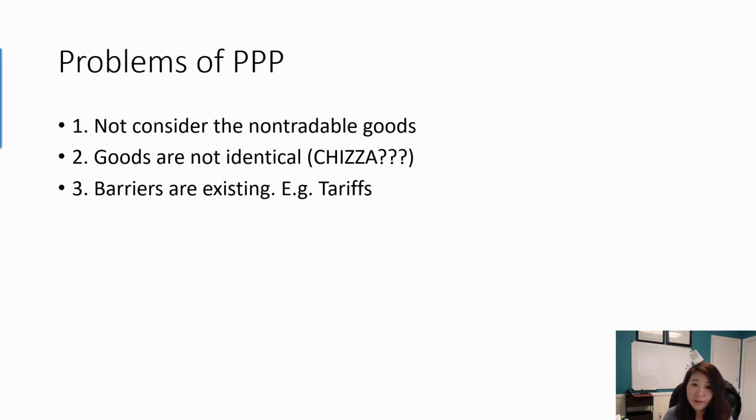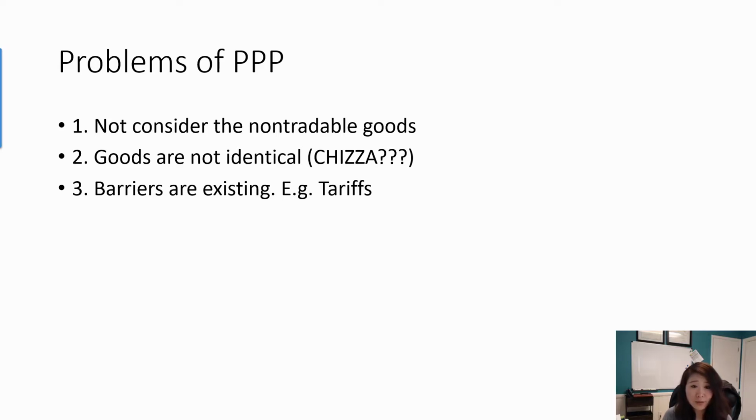The first problem is that this theory didn't consider non-tradable goods, such as volunteer work. Service goods are considered as goods, but volunteer work can never be traded. It cannot be involved in international trade.